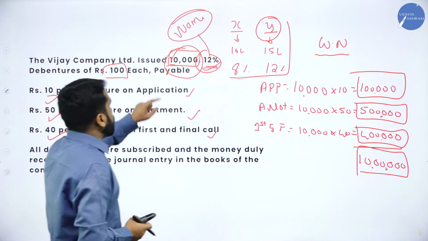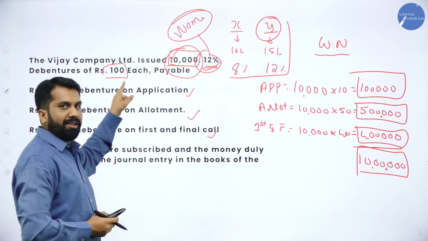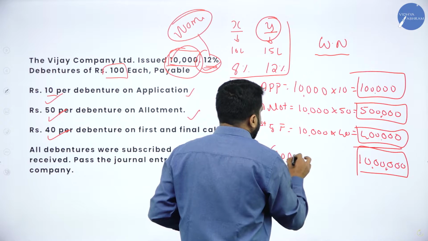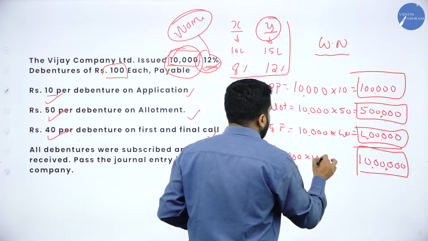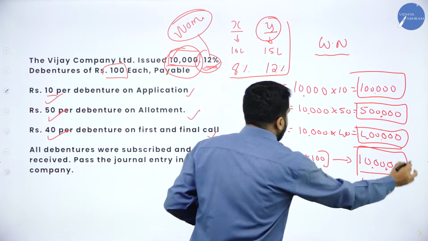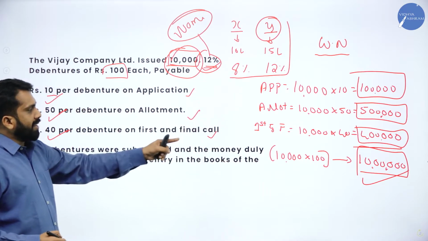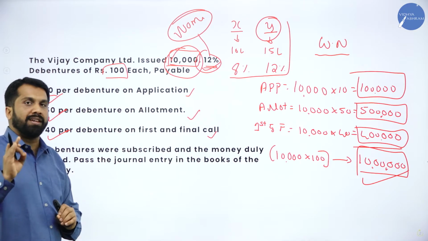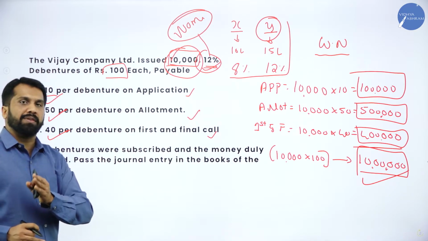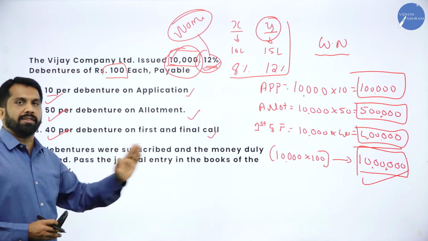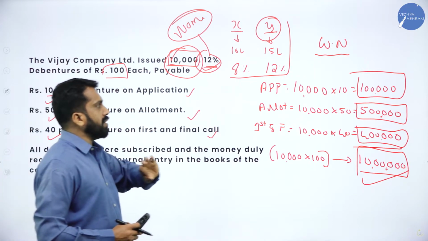Now, number of shares 10,000. What is the value? 100. If you multiply 10,000 with 100, you will get 10 lakh. Your answer is correct. Both the answers should be the same, then your working note will be correct. Hope you understood. Working note is very simple.